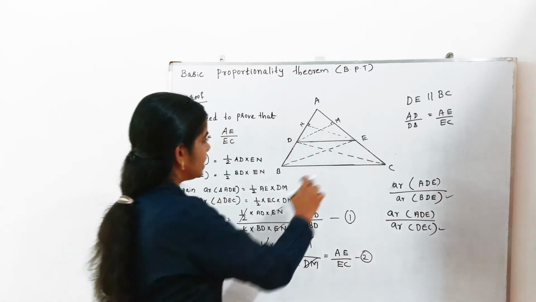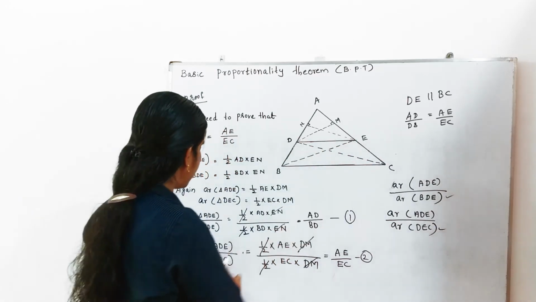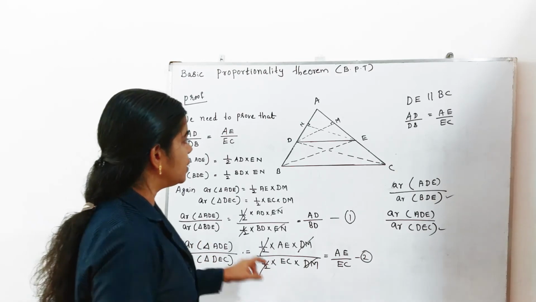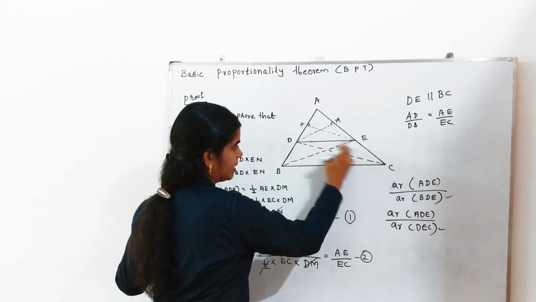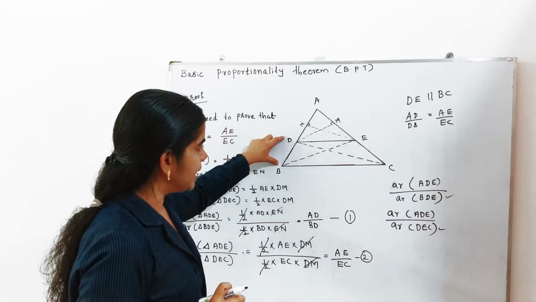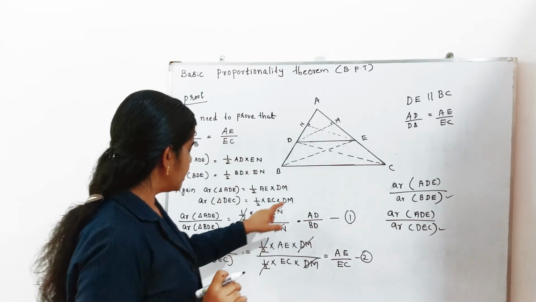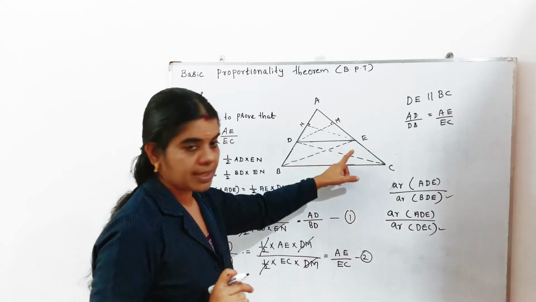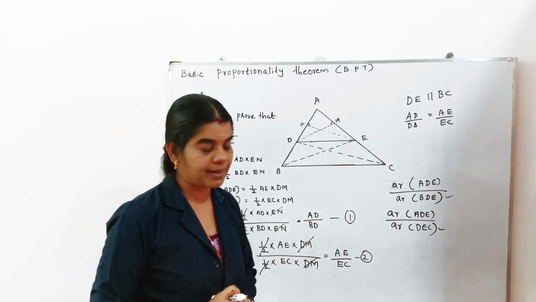Then the second one, DEC. If you are taking DEC, its area will be half into EC into DM, because its height will be DM. If you are taking BDE, its height will be EN. If you are taking CDE, its height will be DM. That only you want to take care of.